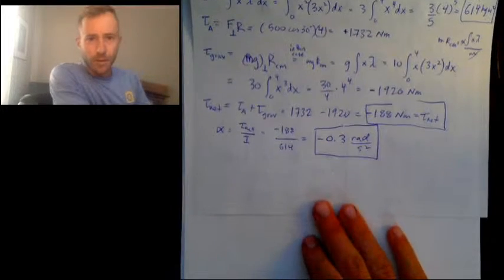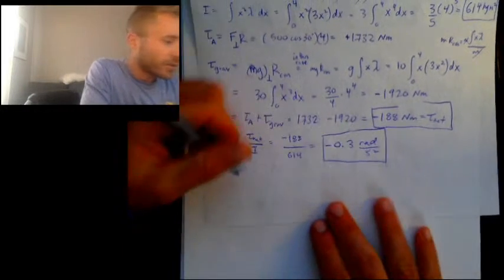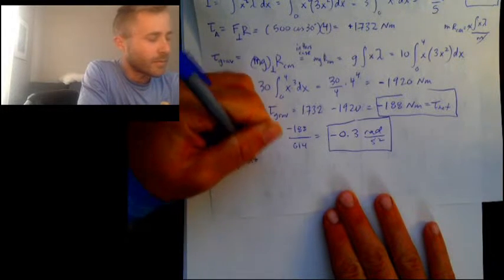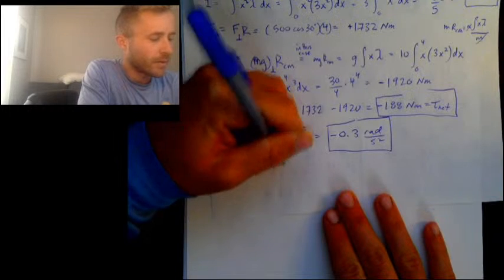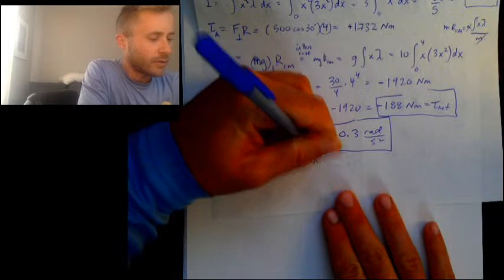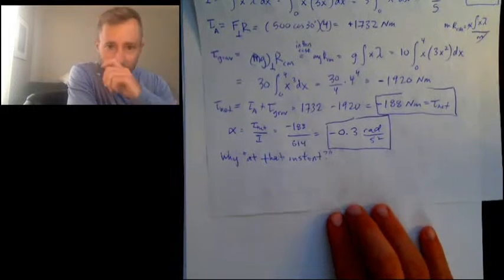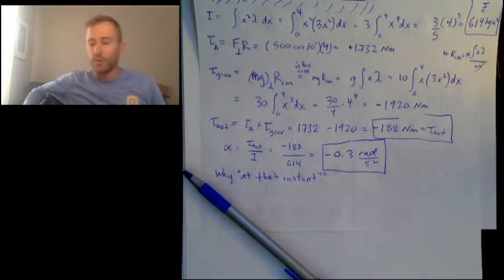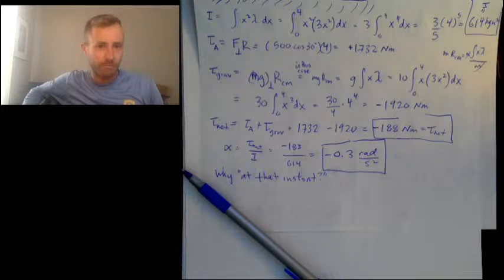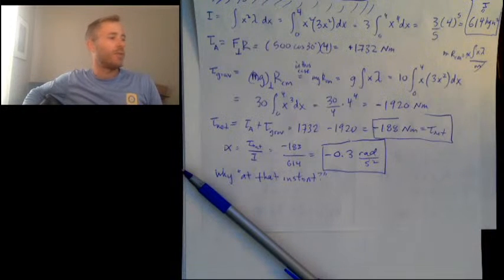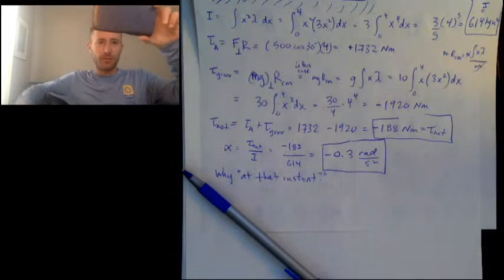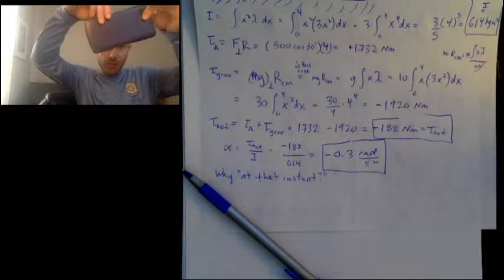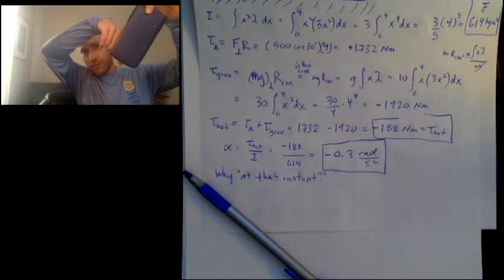So why did I say at that particular instant? That's what I want to talk about, and this will be the last part of my lesson. Okay? What if I have a force that is constant in direction? If you have a force that is a constant direction, so for example, gravity is constantly pointing downward, as the thing rotates, gravity has a constant direction.